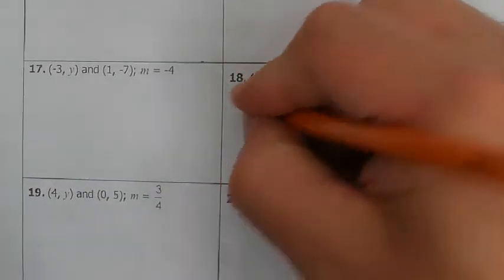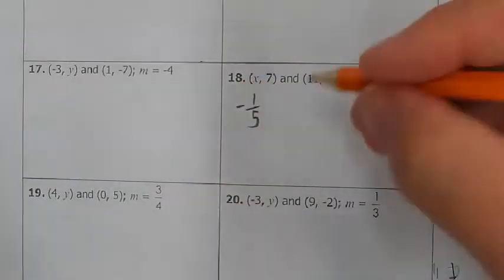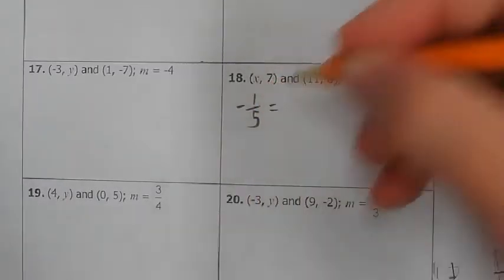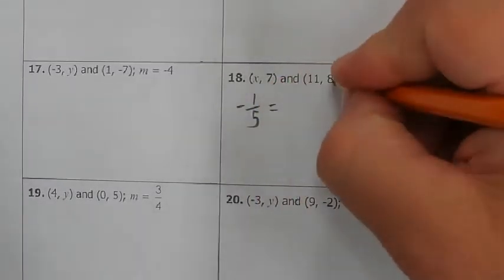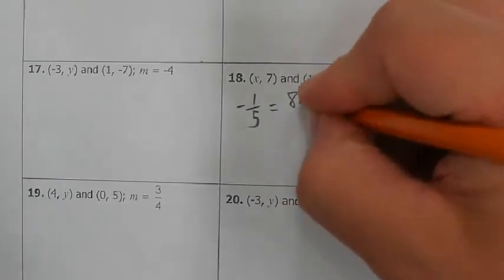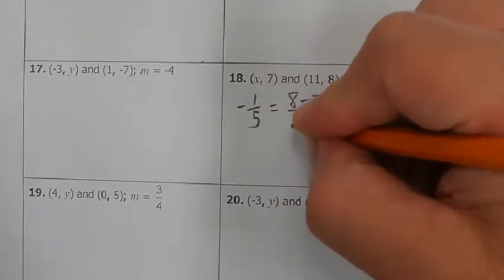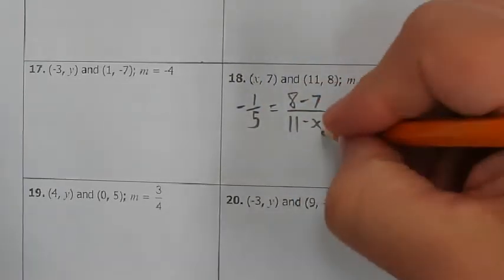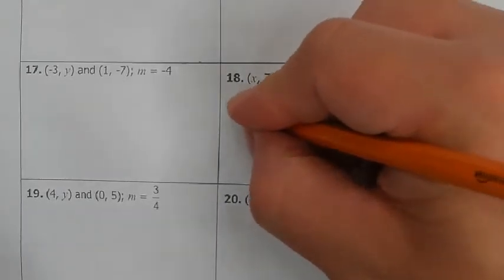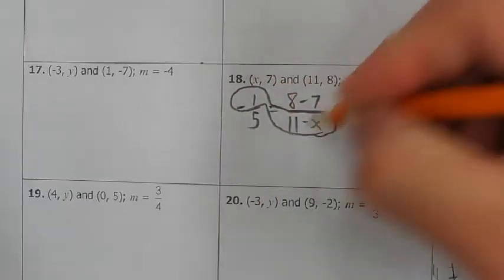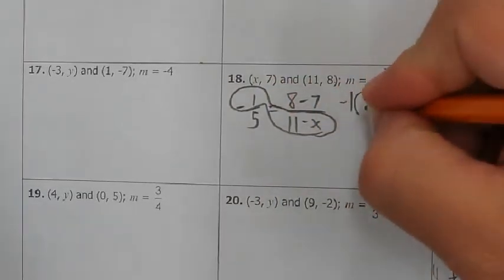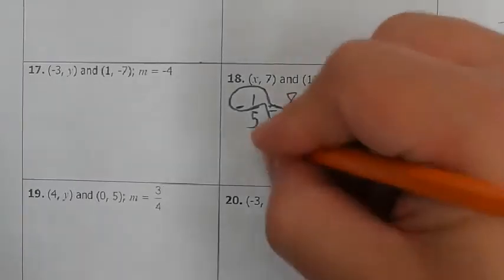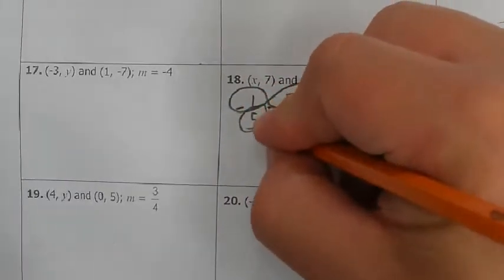So we have negative 1/5. And I always put my negative with the top number. You could put it with your bottom, it doesn't really matter. Y2 is 8, minus y1 is 7, over x2 is 11, minus x1 is just x. So cross multiply. That'd be negative 1 times 11 minus x equals 5 times 8 minus 7.